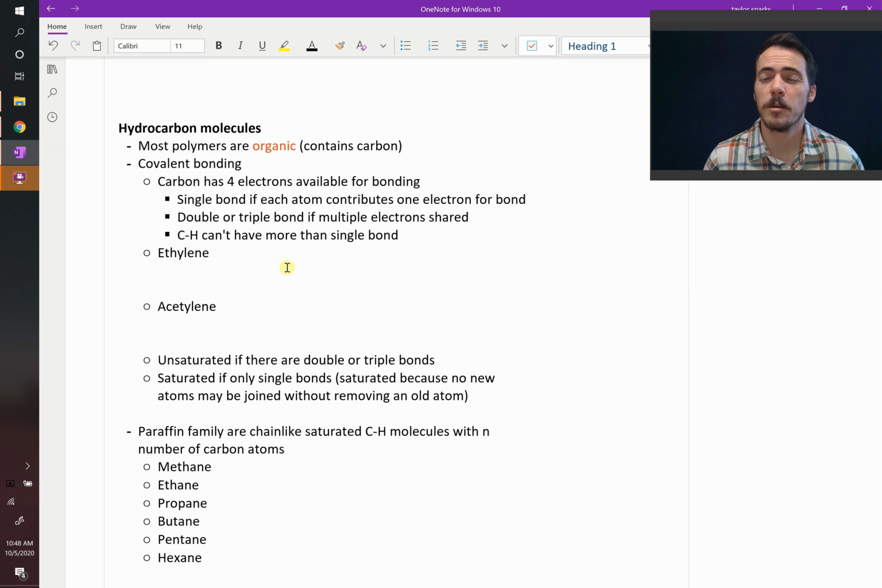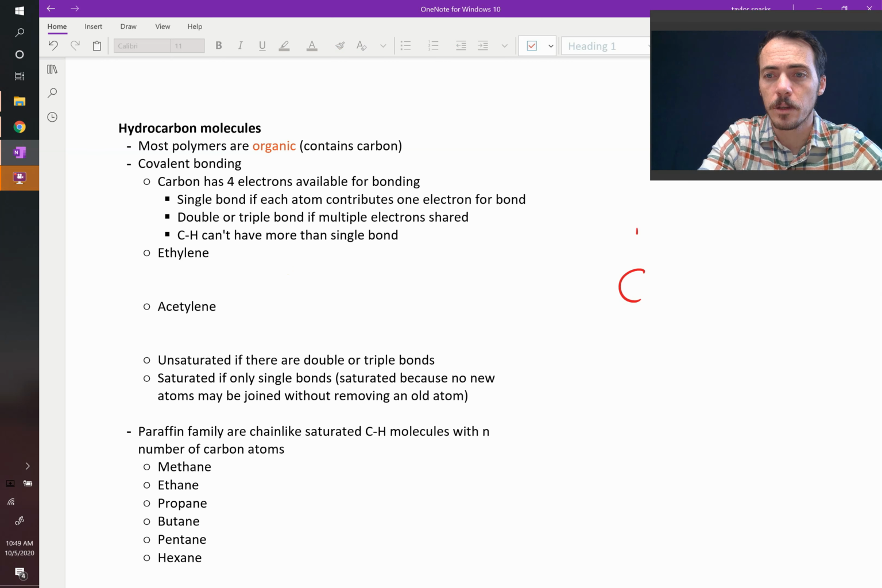Let's dive into some of the most simple examples of polymer materials, and those are the hydrocarbons. Hydrocarbons are polymers that are organic, right? They contain carbon. These have covalent bonding. So, for example, we know that carbon wants to have 4 bonds, right? Every carbon would like to be bonded to 4 things, because it has 4 electrons available for bonding. Each of these 4 electrons is available to form a bond with something else.